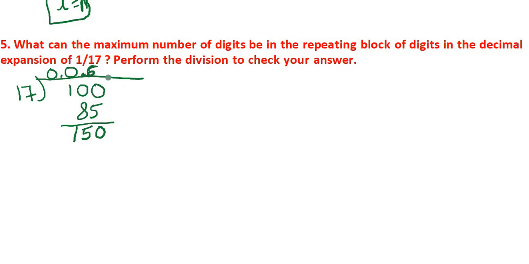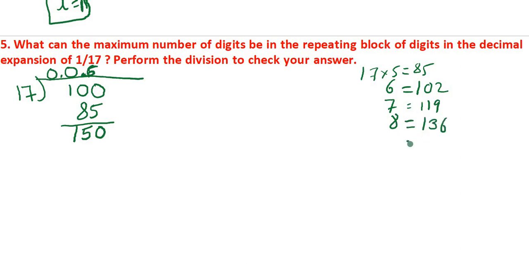Now, which table do we go with? 17. 17 5s are 85, we know. 17 6s are more, children. It becomes 102. 17 7s are 119. 17 8s are 136. Again 9 is how much, children? 153, right? Check now. Where is the 50? Nearest to 50 is 136, so we can go with that only. 17 8s are 136. What is left over? Left over is 14.